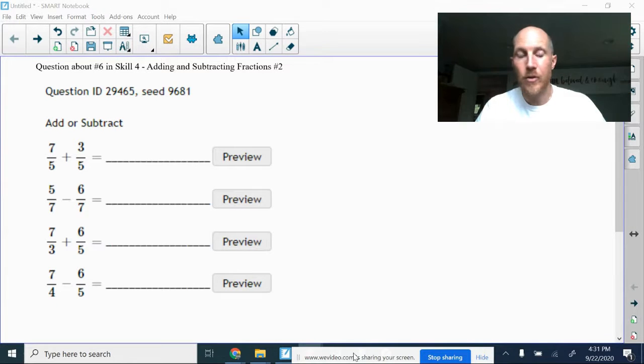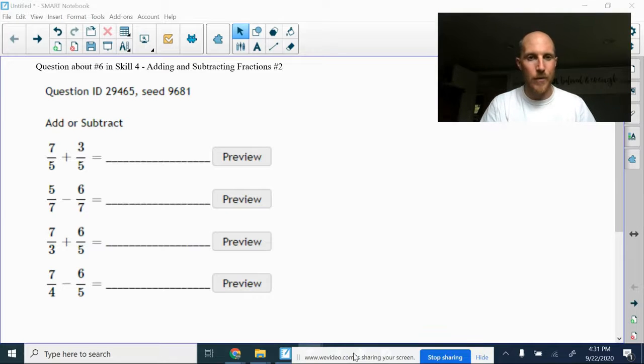Hey, all right. So I got several people asking questions about the one map assignment for adding and subtracting fractions, part number two, where we don't have common denominators. People are getting stuck trying to figure out how to get a common denominator. This is for some of the other problems, not just question number six.